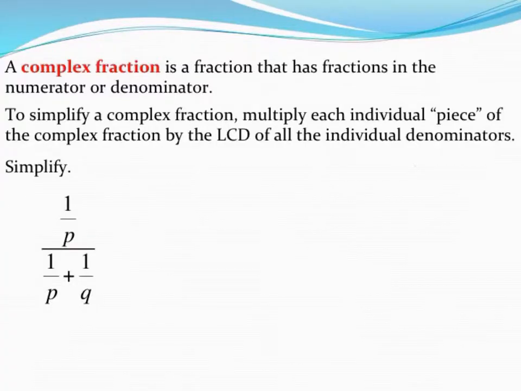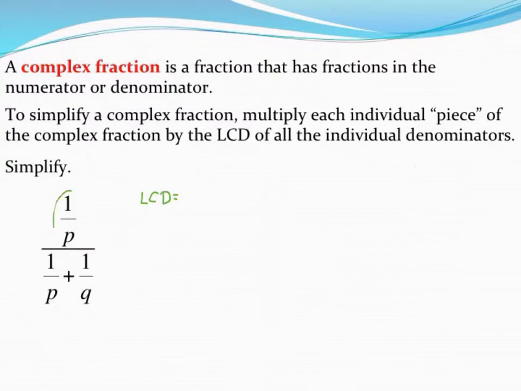A complex fraction is a fraction that contains individual smaller fractions within it. And one way that we can simplify these is to multiply each individual fraction by the least common denominator of all the fractions. And so what I'm going to do, as we've done in the past, is build a least common denominator, an LCD.